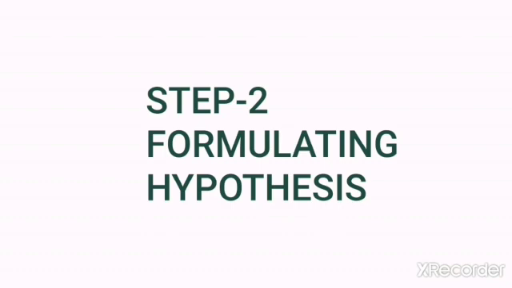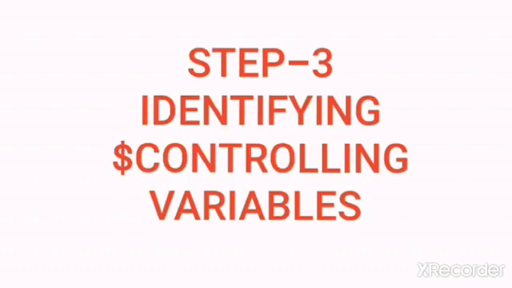For unbiased research, the researcher must formulate a hypothesis in advance of the data gathering process. No hypothesis should be formulated after the data are collected. Step 3. Identifying, manipulating, and controlling variables.